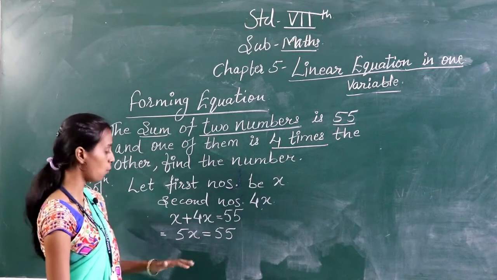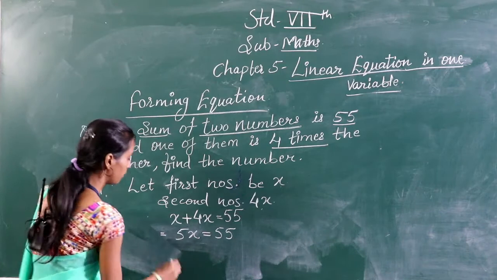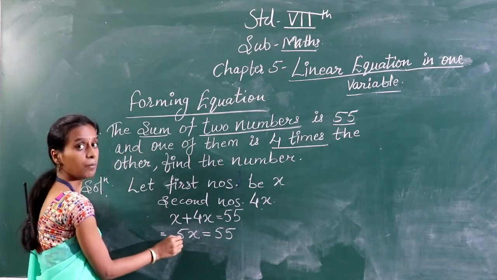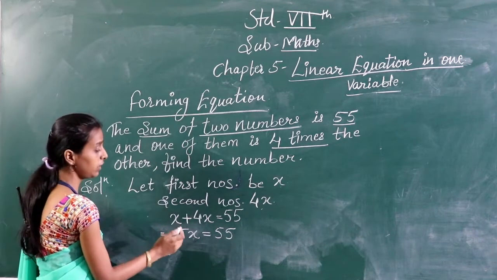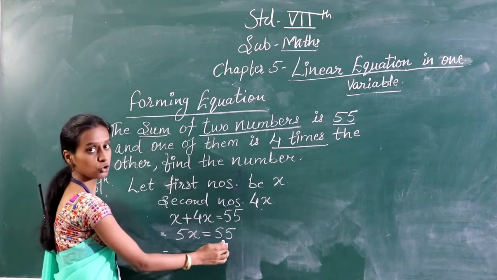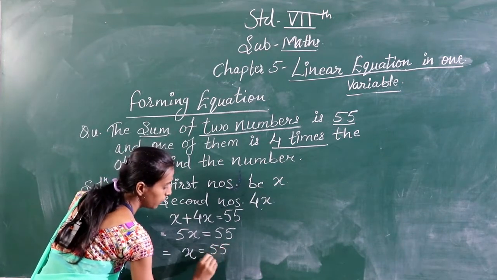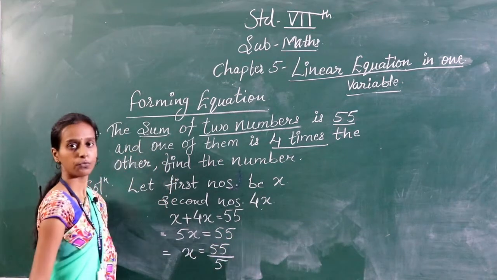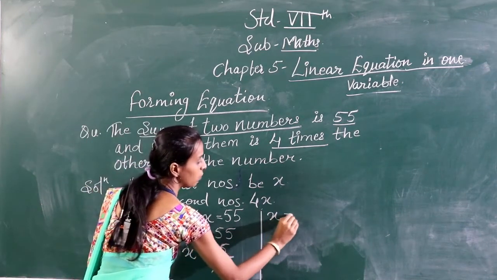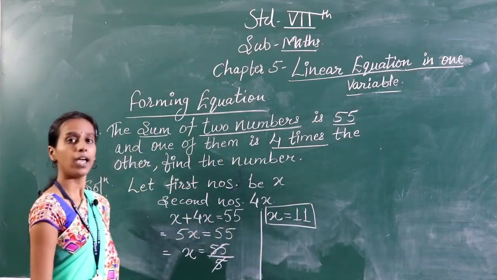Then what do we want? We want the value of x. So how will we get it? See here, x is multiplied by 5. So when we change the side of the number, this multiplication will change to division. So x equals 55 divided by 5. Now if we cancel it, what do we get? We get x equals 11.